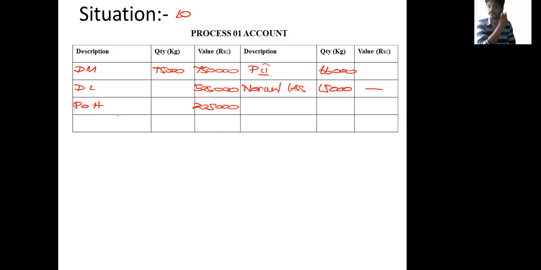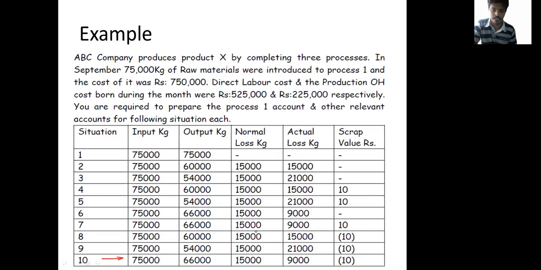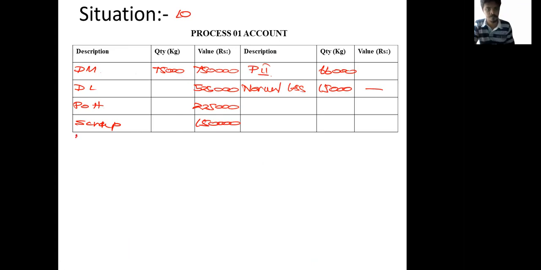In addition to this, to remove this scrap of 15,000, we have estimated the cost at 10 rupees for 1 kilogram, so scrap 150,000. Normal loss 15,000, actual loss 9,000. That means abnormal gain, which should be recorded on this side. Abnormal gain 6,000. Total here 81,000. You can see this side also 81,000.